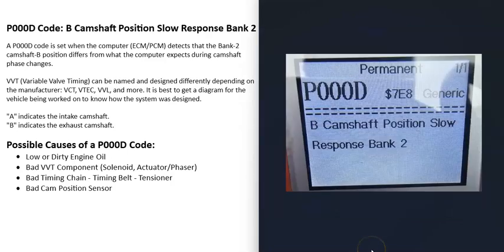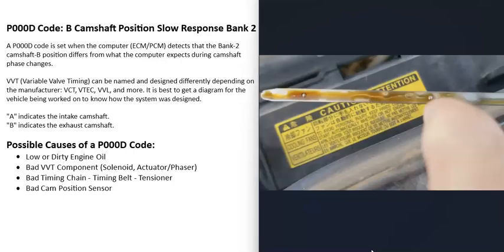And so what would be some possible causes of a P000D code? Well, the first thing that could cause this is low or dirty engine oil. Engine oil flows through all the variable valve timing components. And so if the engine oil is low or if it's really dirty, it could cause issues with this. And so first thing to do, go check your engine oil, be sure it's not too low or it's not really dirty.